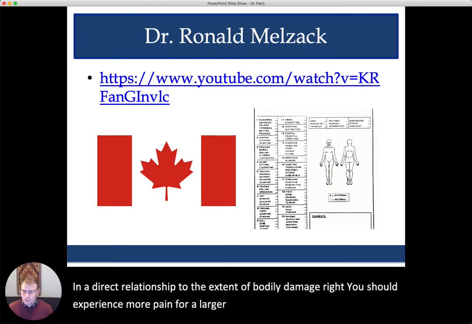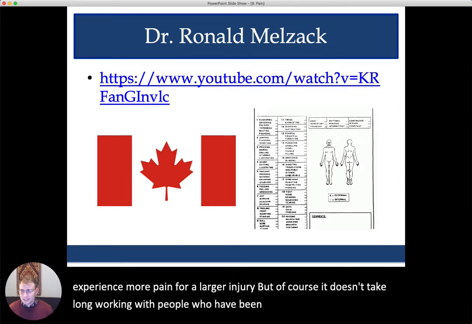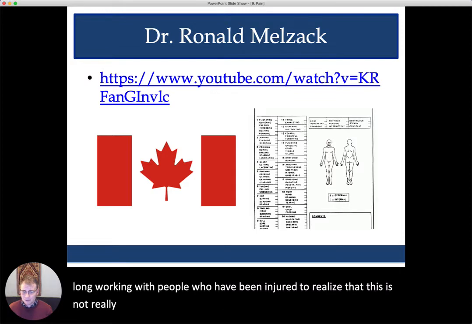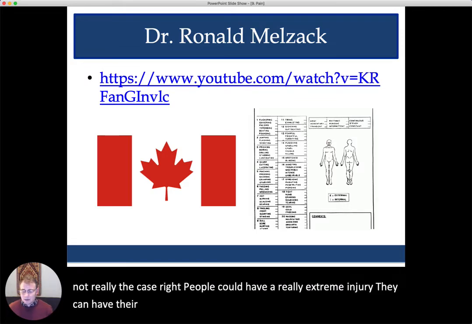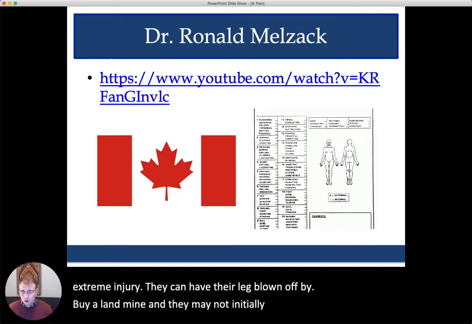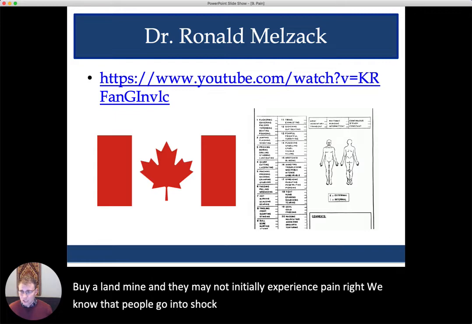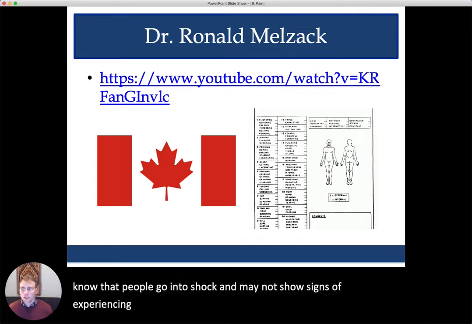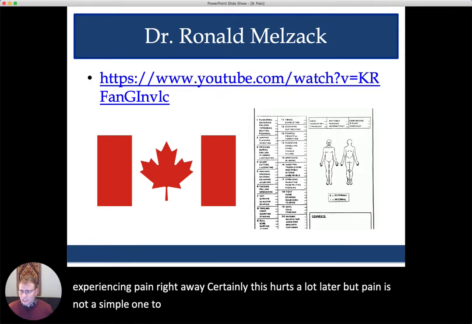But of course, it doesn't take long working with people who have been injured to realize that this is not really the case, right? People can have a really extreme injury. They can have their leg blown off by a landmine, and they may not initially experience pain, right? We know that people go into shock and may not show signs of experiencing pain right away. Certainly, this hurts a lot later. But pain is not a simple one-to-one relation between the extent of bodily damage and the experience of pain, right?